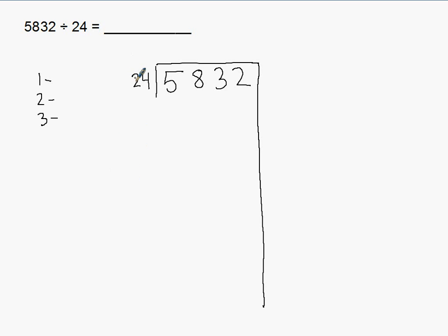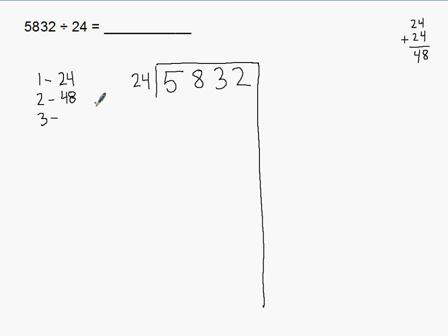and I'm going to go 24 times 1 equals 24. Right here I'm going to go 24 times 2. Now I can multiply 24 times 2, or I could just add 24 2 times. It's the same thing as 24 times 2. 4 plus 4 is 8. 2 plus 2 is 4. So 24 times 2 is 48.